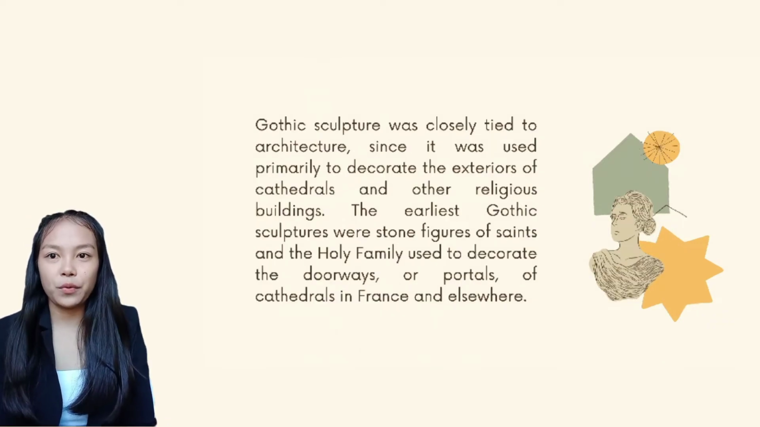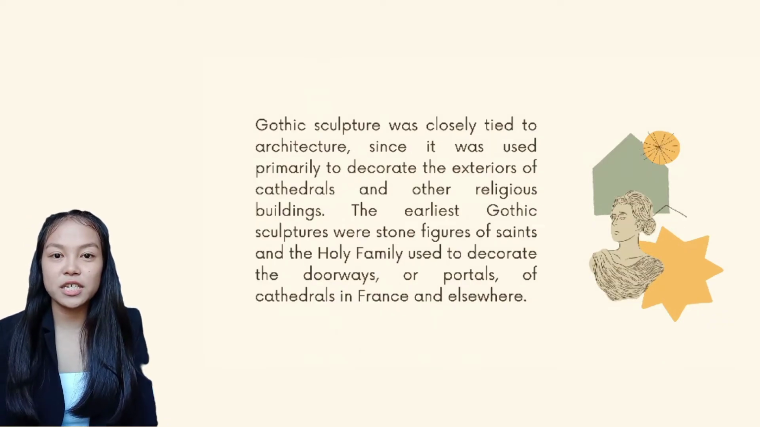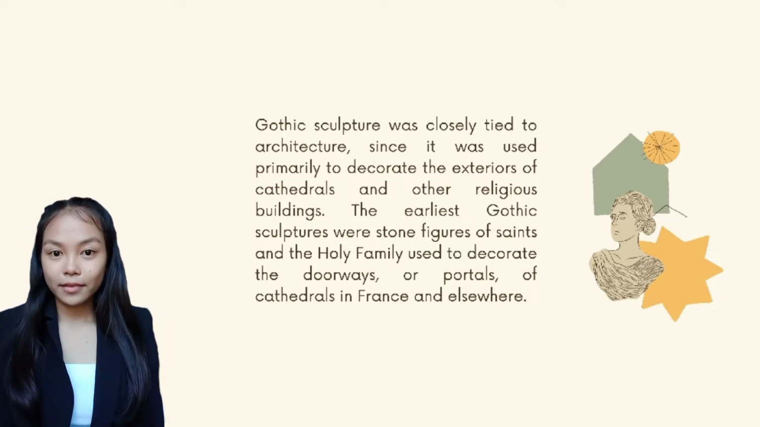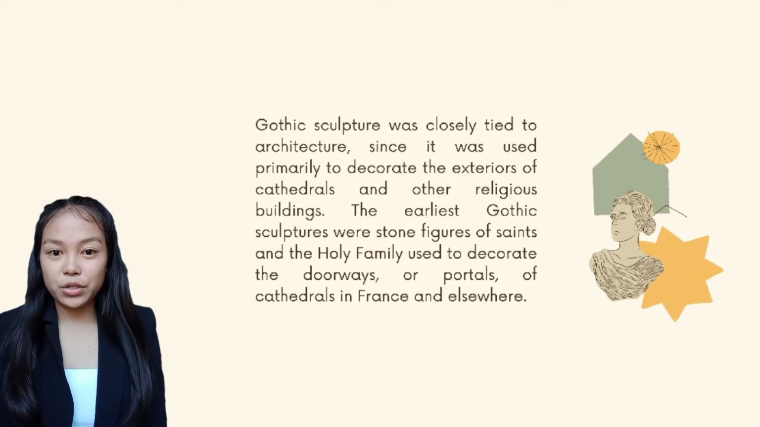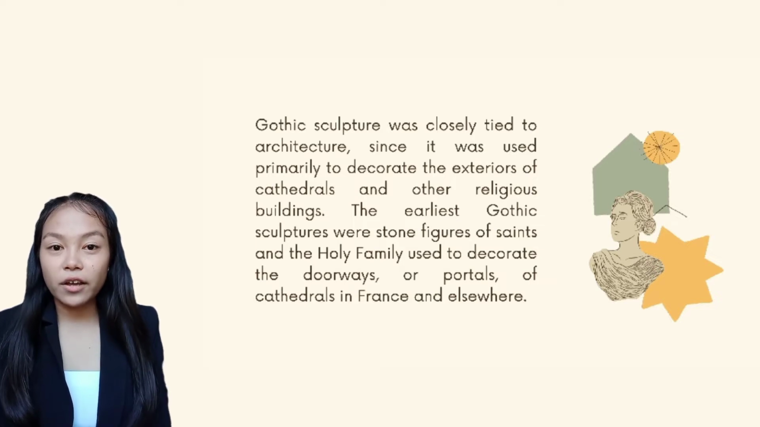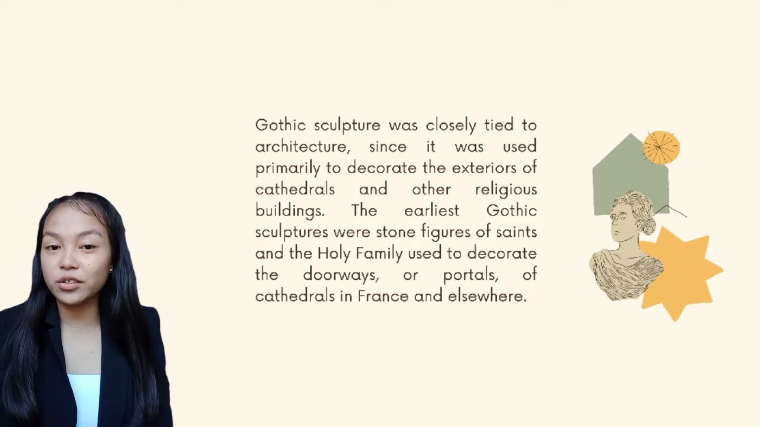Gothic sculpture was closely tied to architecture since it was used primarily to decorate the exteriors of cathedrals and other religious buildings. The earliest Gothic sculptures were stone figures of saints and the Holy Family used to decorate the doorways or portals of the cathedrals in France and elsewhere.